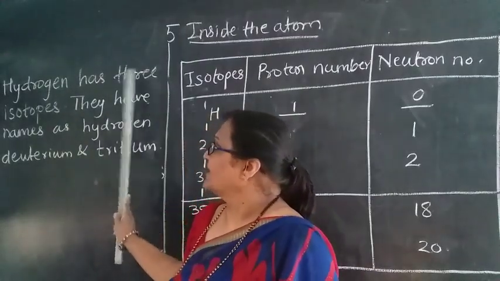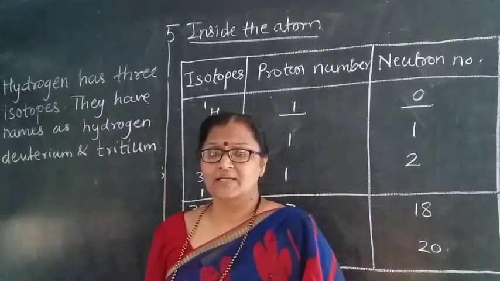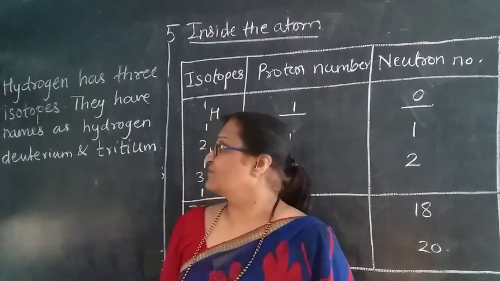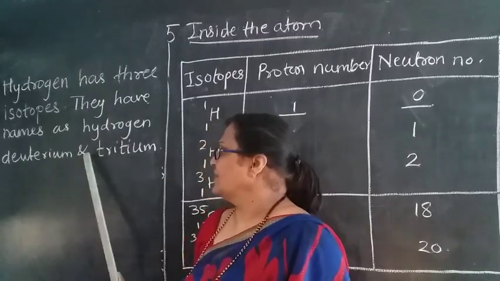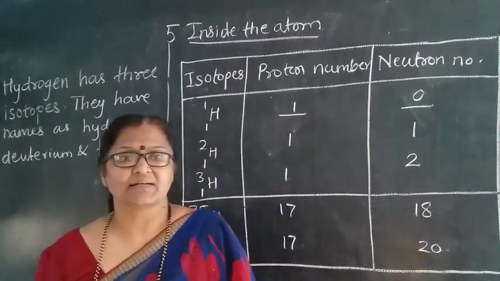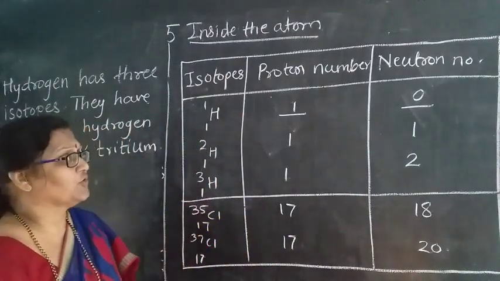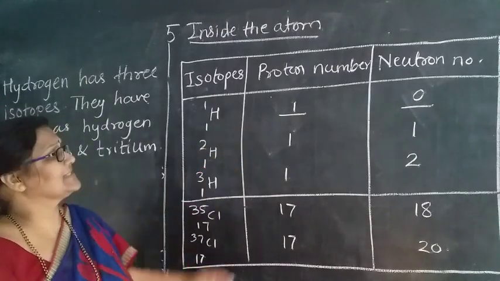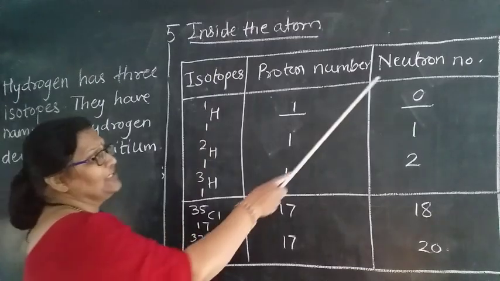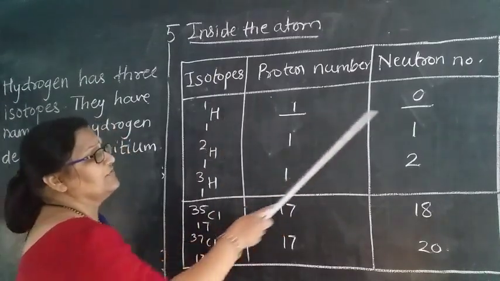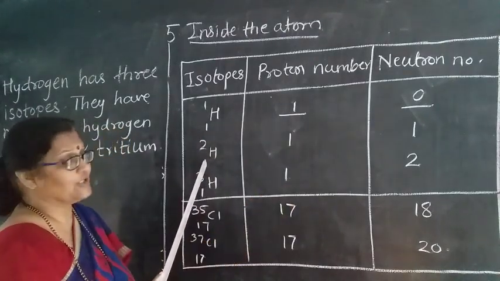Now see here, hydrogen has 3 isotopes. That means the atomic number is the same but the mass number is different. We write the names as hydrogen, deuterium and tritium. These are the 3 isotopes of hydrogen. We are going to present one table here. See here, H11. Proton number is 1, and neutron number, that is 1 minus 1, will be equal to 0.